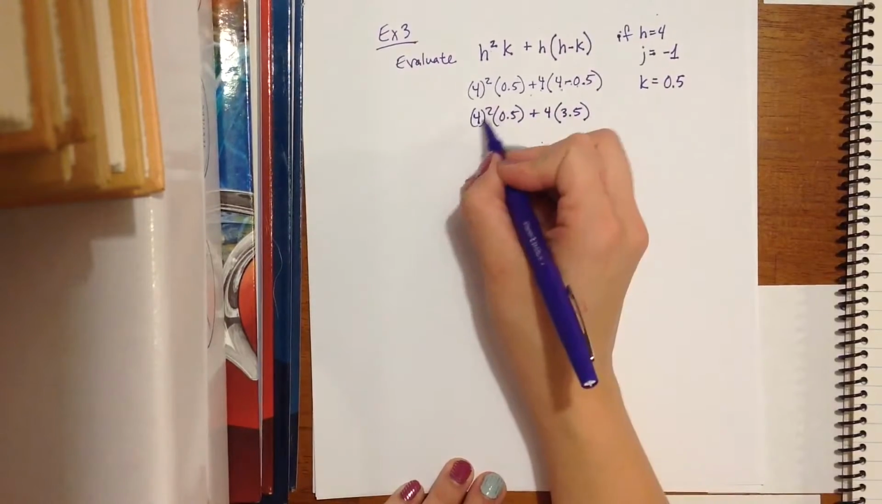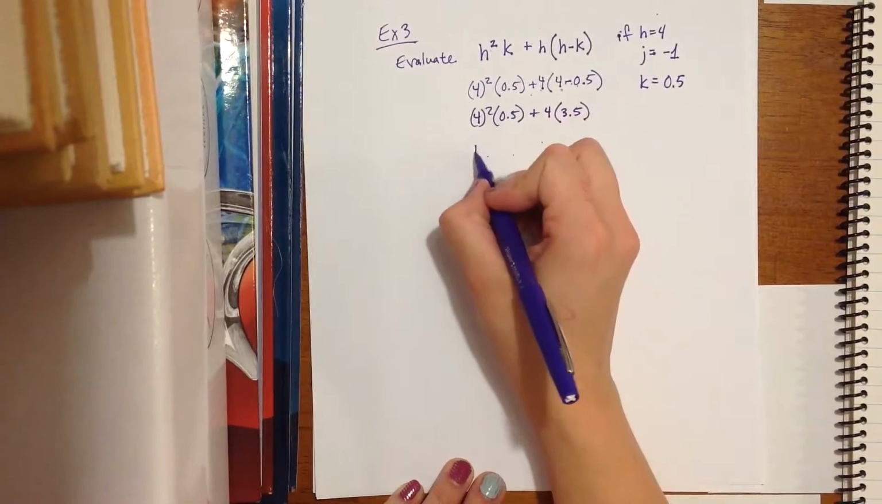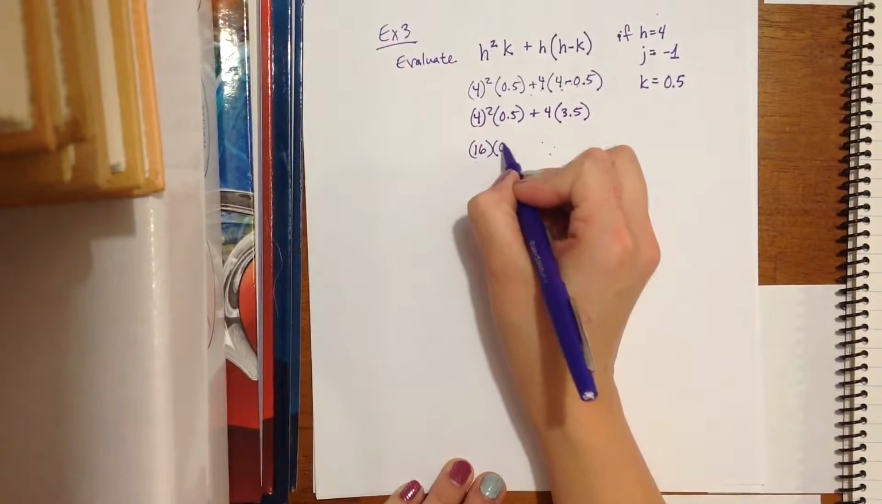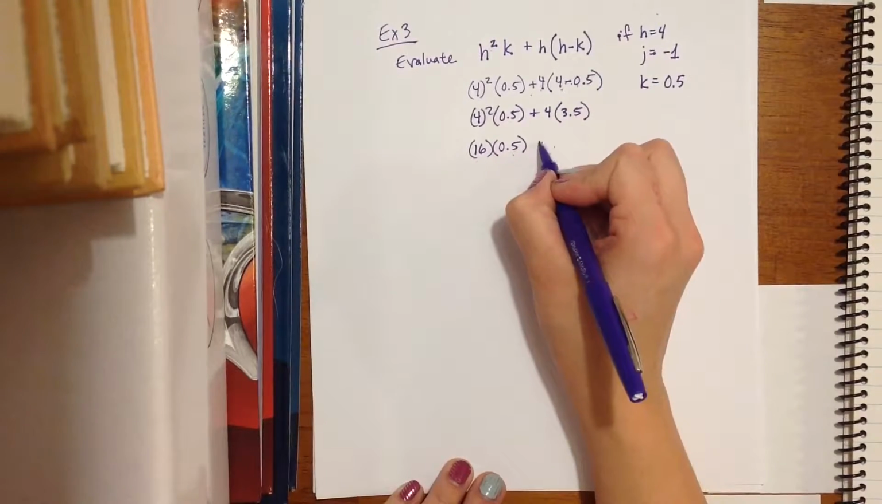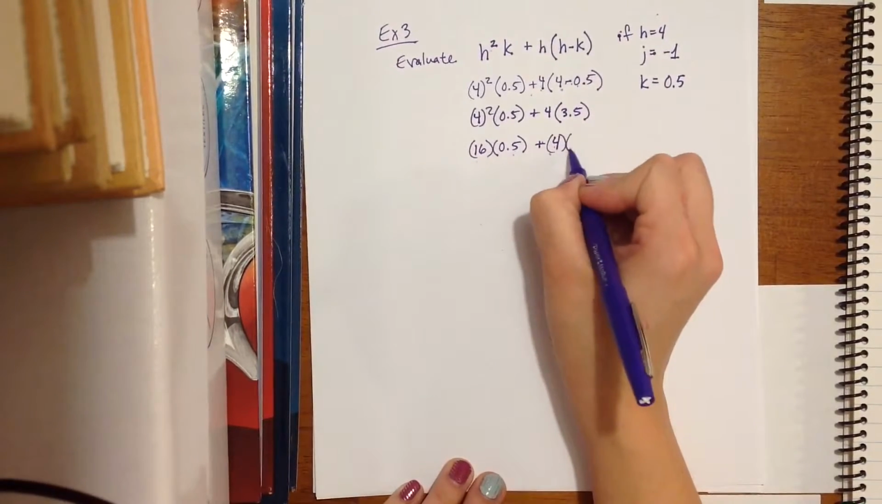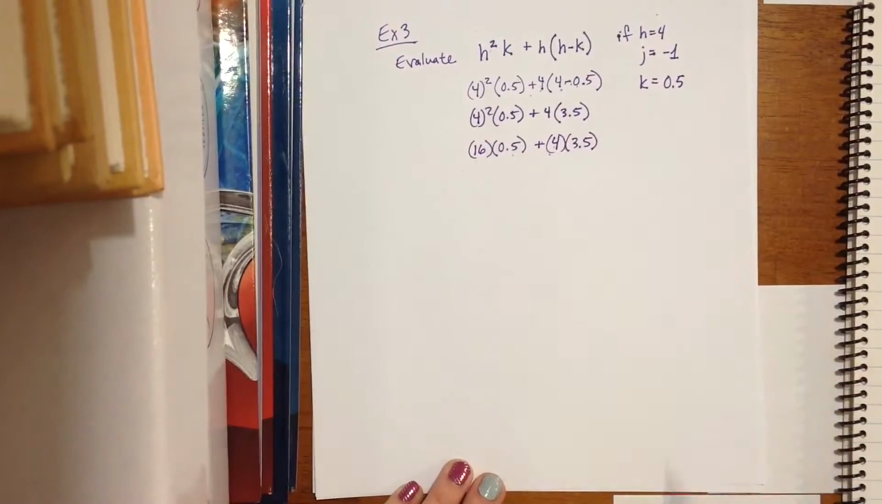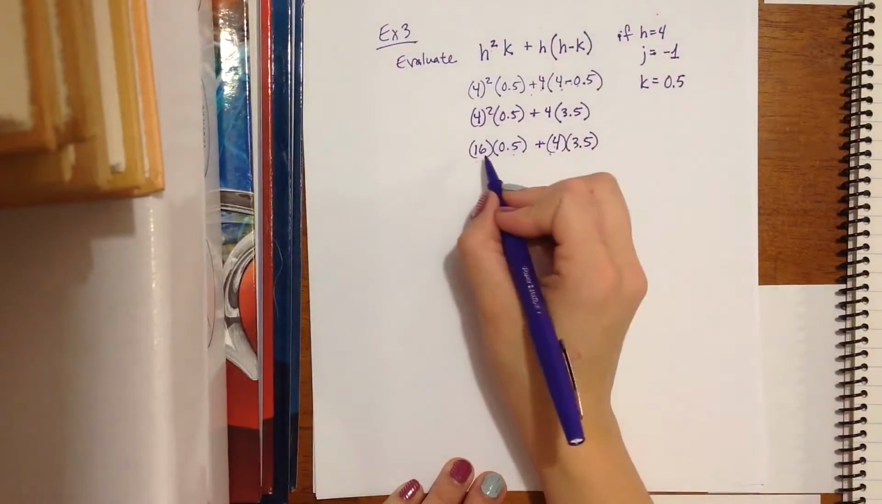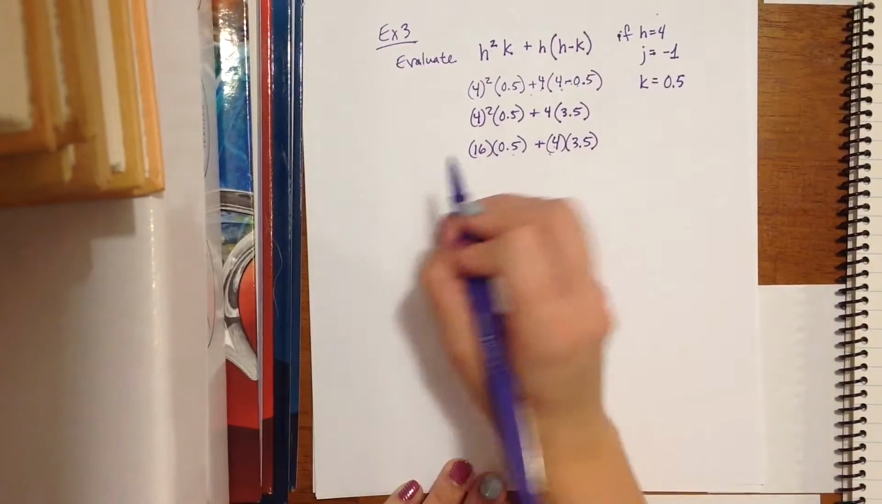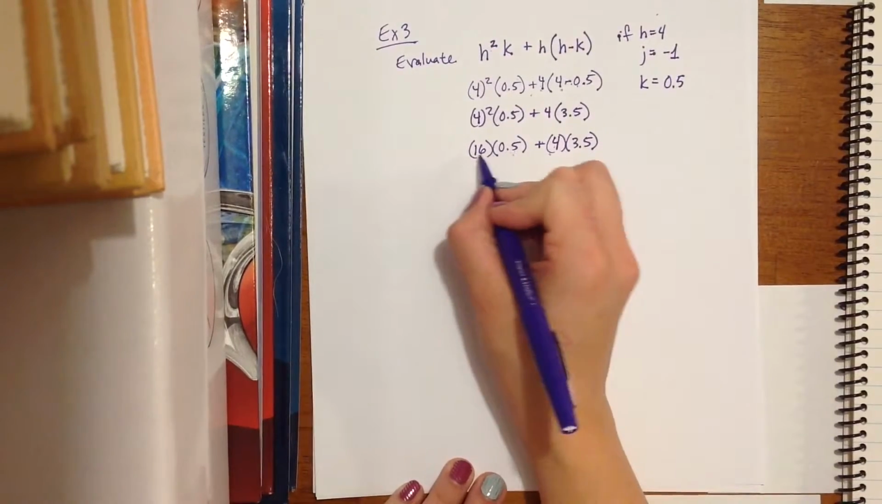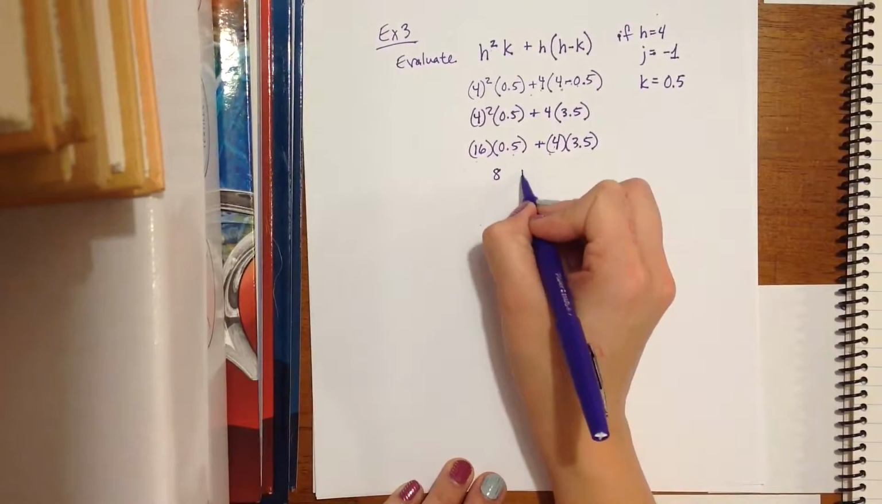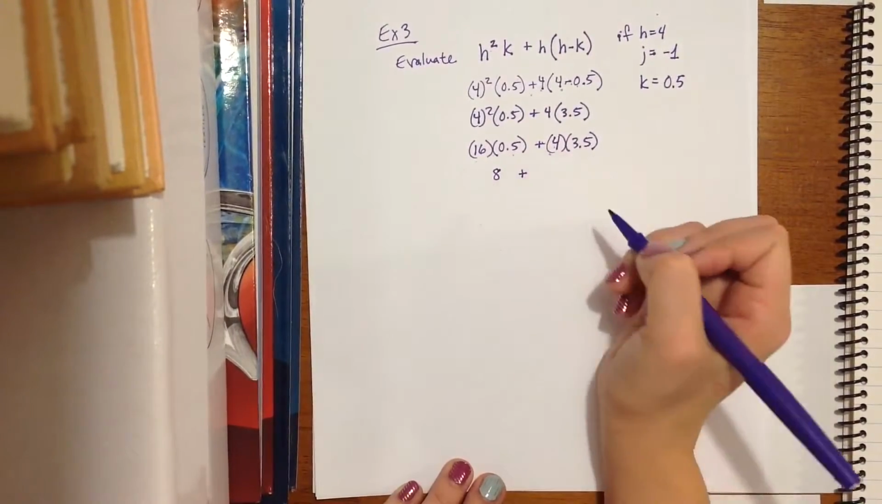Now I'm going to do my exponents next. 4 squared, I get 16. Still times that 0.5 plus 4 times 3.5. So now I have 2 sets of multiplication. I'm just going to go from the left to the right. Half of 16, I'm going to get 8 plus 4 times 3.5.